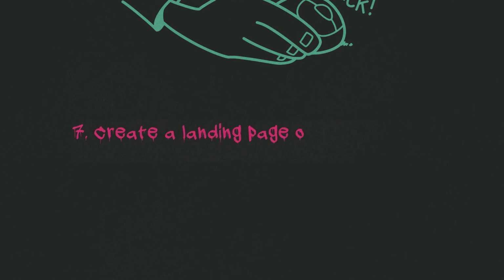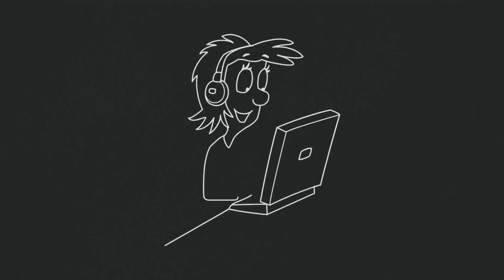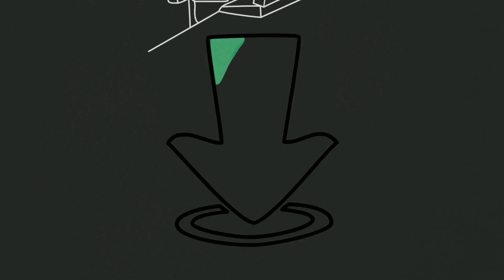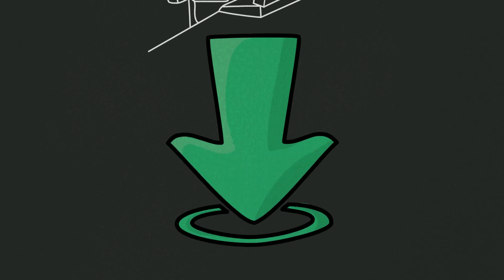7. Create a landing page on your website. The purpose of a landing page is to send people to land on it. For example, if you do podcasts or you do webinars, you can mention your incentive and send people to your landing page to sign up. This will be easier than sending them to your homepage where they have to find your sign-up form on their own.